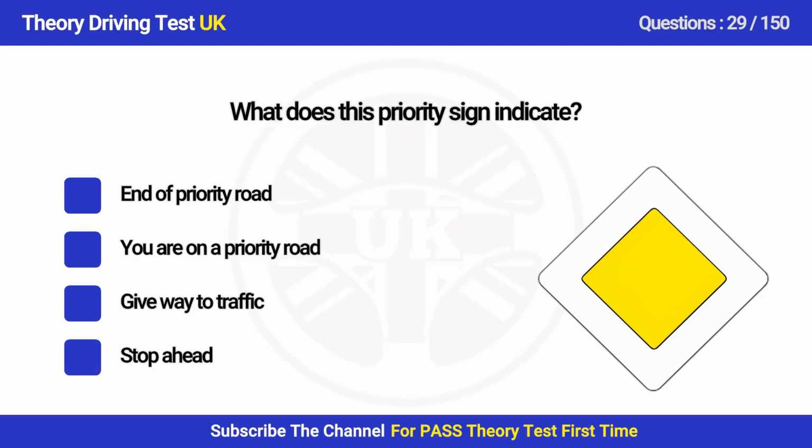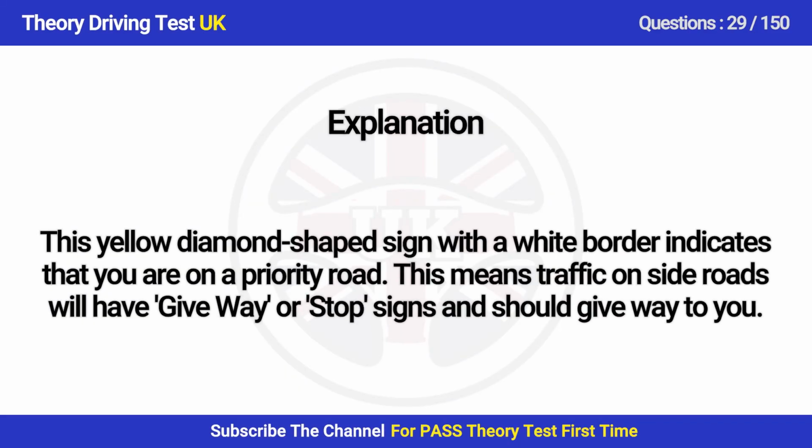A. End of priority road. B. You are on a priority road. C. Give way to traffic. D. Stop ahead. Answer is B. You are on a priority road. This yellow sign with a white border indicates that you are on a priority road. This means traffic on side roads will have give way or stop signs and should give way to you.